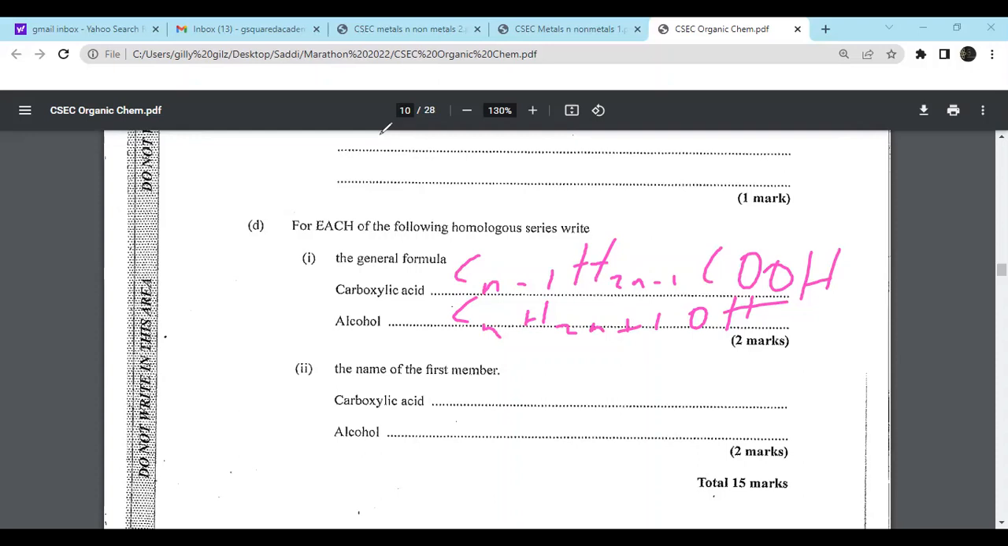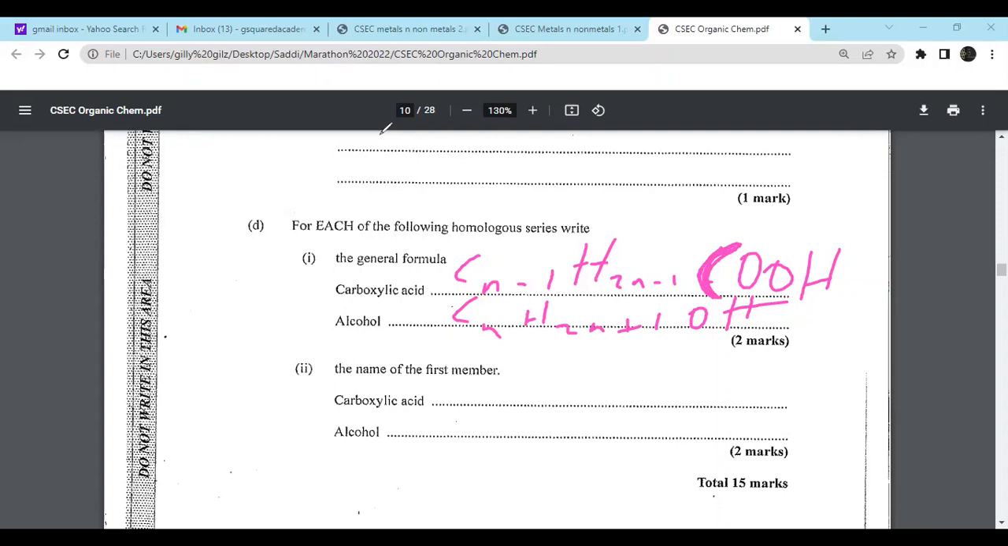The first member of every series except for alkenes has 1 carbon, because the functional group of alkenes is carbon, double bond, carbon. You need at least 2 carbons for it to be an alkene. For all others, you can have 1 carbon. So the first member of the carboxylic acid group is methanoic acid, which has 1 carbon. Bear in mind that this is a carbon, so it is actually already the carbon which is present in it.